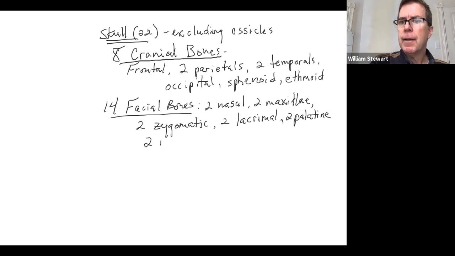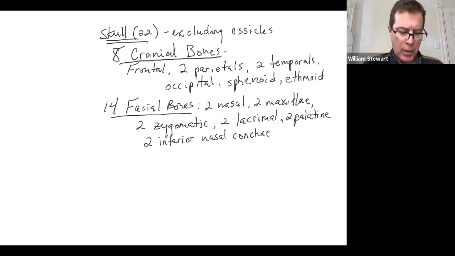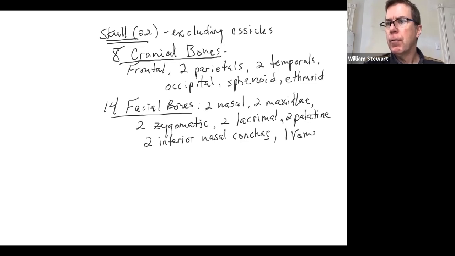2 inferior nasal concha, CONCHAE, that's plural, that means more than 1. And 1 vomer. Okay, so that's the master list. Now I'm going to try to talk about these bones as much as possible, one by one.